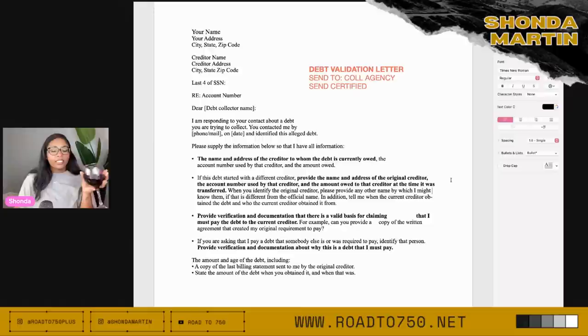This is not for charge-offs. This is only for collections. Only for collections. Don't apply any of the information that I told you that doesn't apply to the charge-offs, because it's a different process. Remember, this live is specifically about collection.